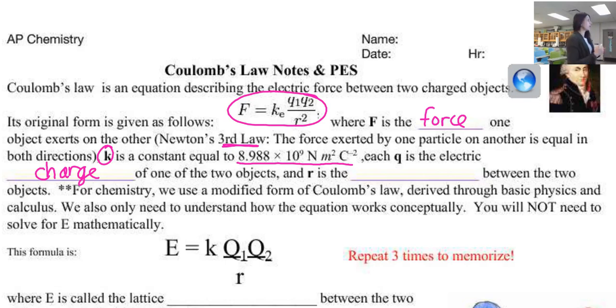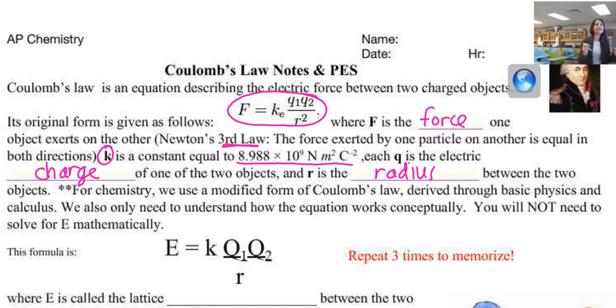And so that's what we're going to be talking about when we're looking at charges, and we're going to typically be comparing two compounds when it comes to chemistry. R is simply going to be the radius or the distance that's between the two objects. For chemistry, we use a modified version of Coulomb's law, derived through basic physics and calculus. We also only need to understand how the equation works conceptually. You will not need to solve for E mathematically, just as I had said before.